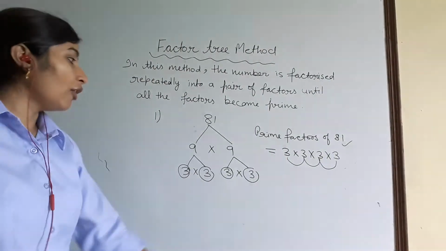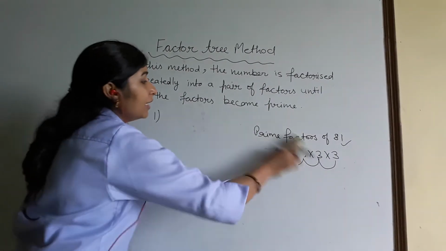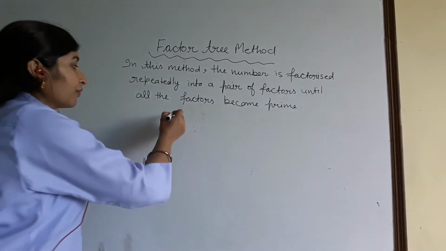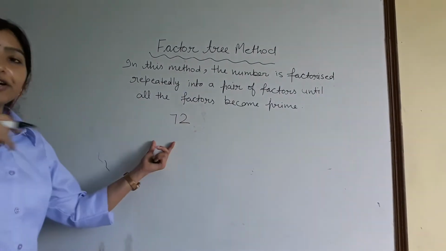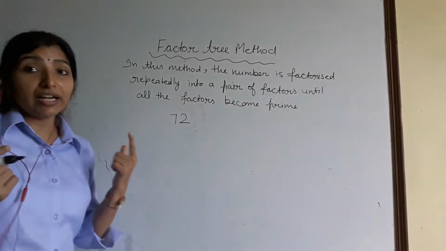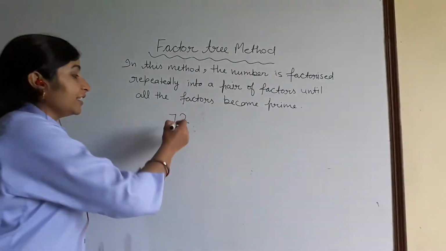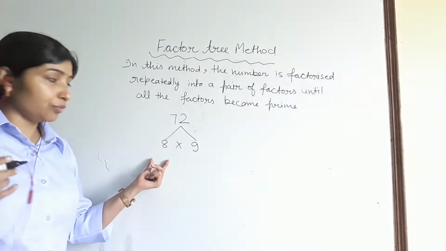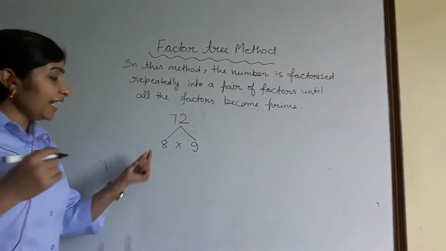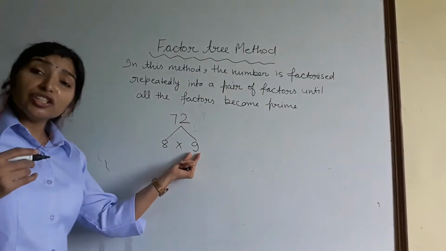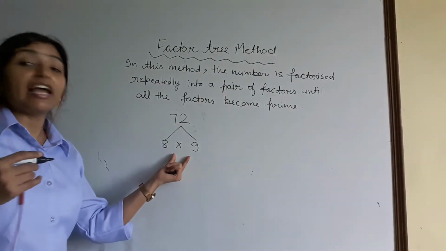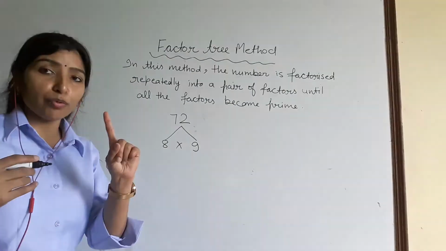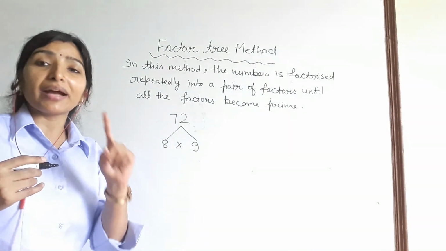Okay. Now take one more example. We will take 72 now. Tell me, 72 will come in which table? 8 nines are 72. Now 8 is a composite number and 9 is also a composite number because they have more than 2 factors. So we will not circle composite numbers. We will circle only prime numbers.